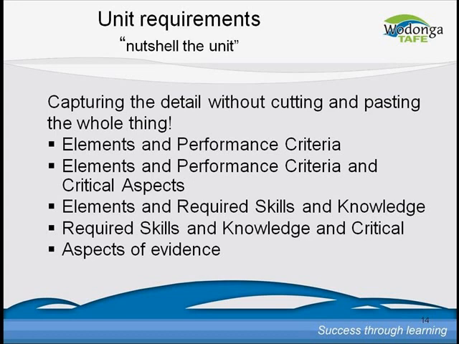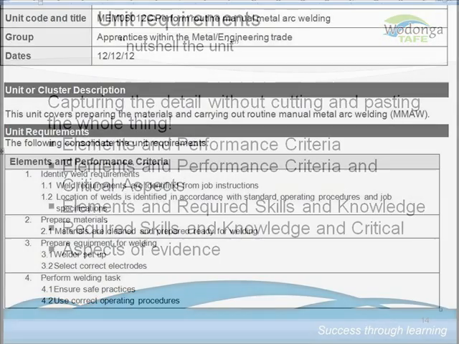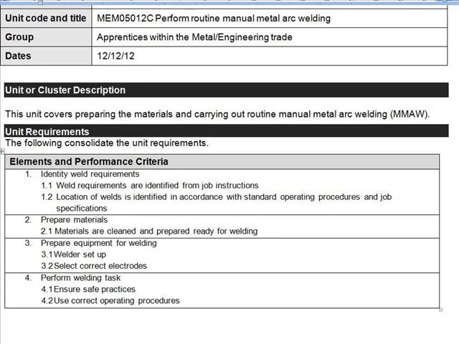However, you do need to check, just as you did with pruning, that there is nothing hidden in the required skills and knowledge or the evidence guide, which is critical to the delivery and assessment of your unit. If you are working in the health and community services training packages, there is often surprising detail in the required skills and knowledge, and you can't simply omit it. You do need to include it in your learning program. Here is an example of an MEM unit where the elements and performance criteria have been successfully used in a learning program.